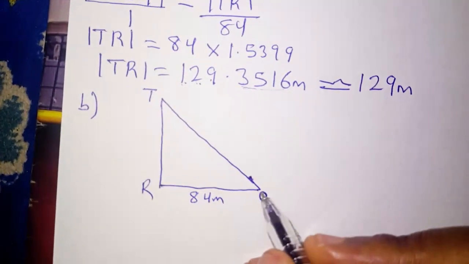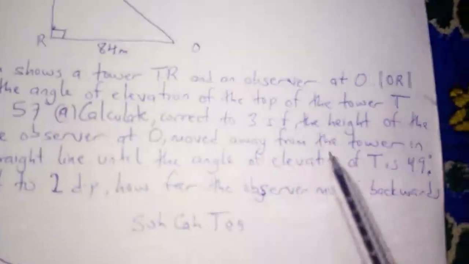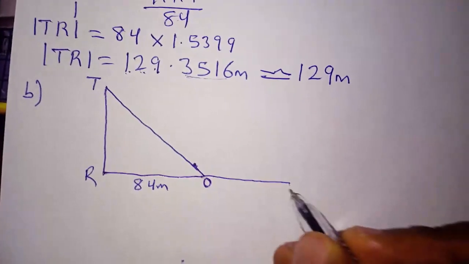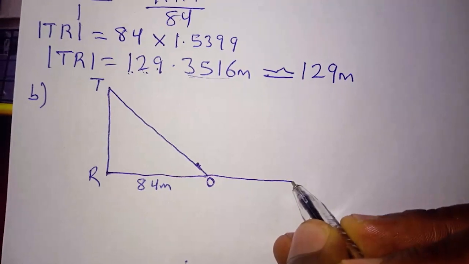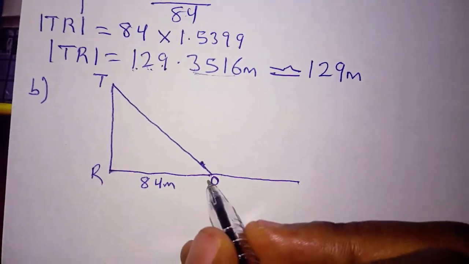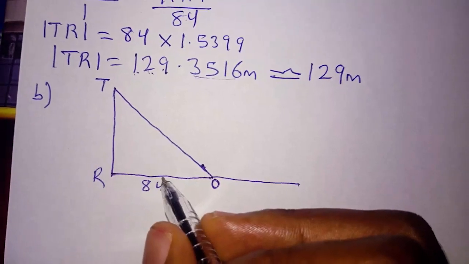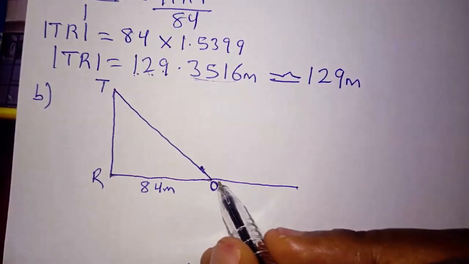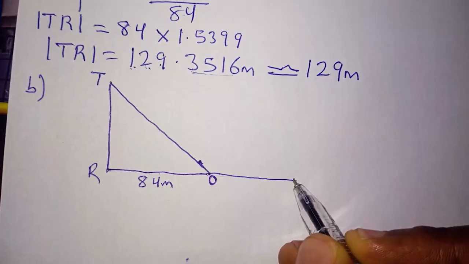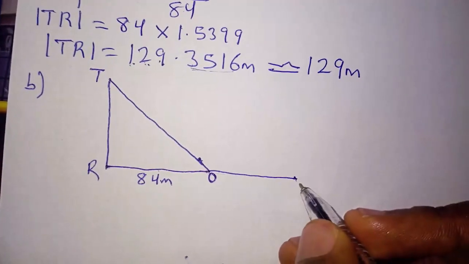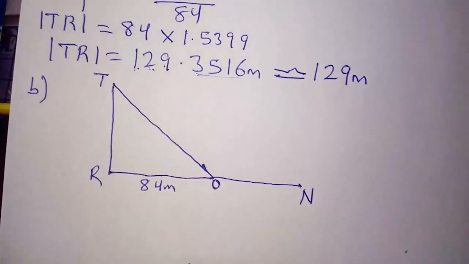Now they said the observer then moved away from the tower. Look at it, moved away, not towards. Remember this is the tower, so he moved away from here on this same straight line. So he moved this way. The observer was here. Now he has moved to this point. Let's say this is where he is now, away from the tower. If he was said to move towards the tower, I would have said he moved towards it. Well, the question says he moved away from the tower. So let's assume this is the new position of the observer, and we'll call this position N, or call it anything you like.